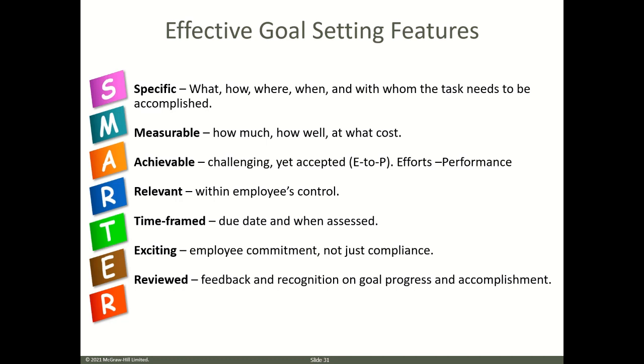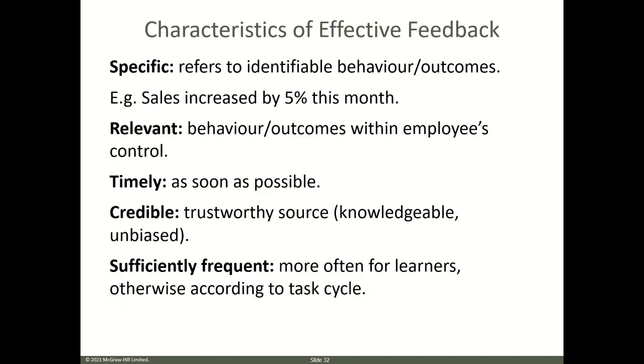Reviewed means feedback and recognition of the goal progress and accomplishment. Whether you have achieved it or not, on a regular basis you check and see what the feedback is, what the variation is between the actual and the goal set. Now, what are the features and characteristics of effective feedback? Number one, specific, meaning it refers to identifiable behavior and outcome. For example, sales increased by 5% this month.